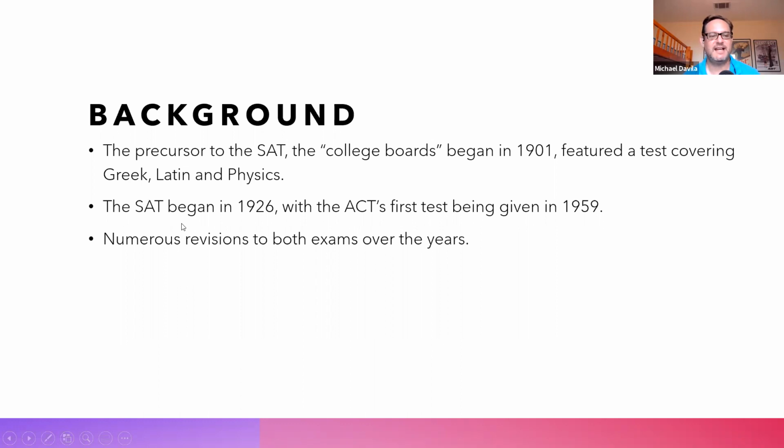So the SAT actually got its start in 1926. It was an aptitude exam, essentially a critical reasoning exam, that they wanted to make sure that everyone could think. And so in 1926, that was introduced, and then the ACT first got going in 1959. So clearly the ACT is the newcomer on the block.